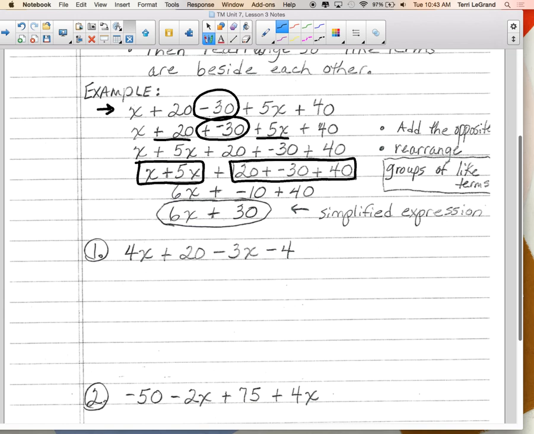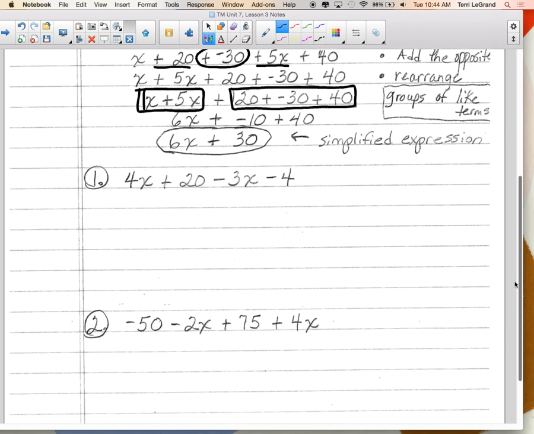X by itself is 1x, so add the 1x with the 5x. So this is really a 1x, so we really add 1 plus 5, and we get 6, and x's, when you add them together, they just stay x's. They're just together now. And then 20 plus negative 30 plus 40. What did I do first, Harley? 20 plus negative 30. Yeah, I did 20 plus negative 30 to get this negative 10 here. And then I added negative 10 and 40 and got 30, right?